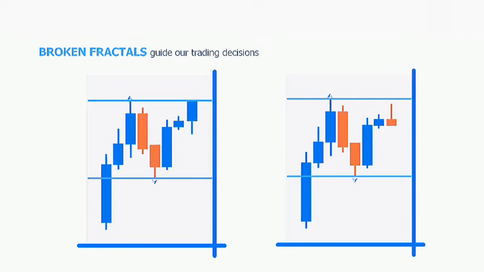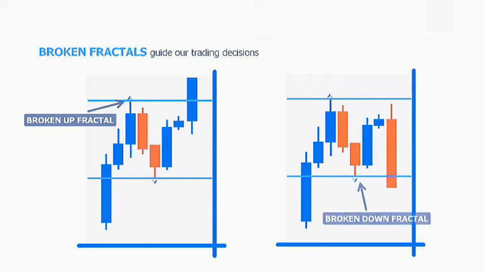A broken up fractal is where the price to the right of the fractal has broken the high price of the candle where the fractal has formed. This is shown by the line placed at the high of the candle, just below the fractal. A broken down fractal is where the price to the right of the fractal has broken the low price of the candle where the fractal has formed. This is shown by the line placed on the low of the candle just above the fractal. Note that the fractal can be broken by either the wick or the body of the candle. It does not make a difference. Broken fractals play a key role in the forex beginner strategy.